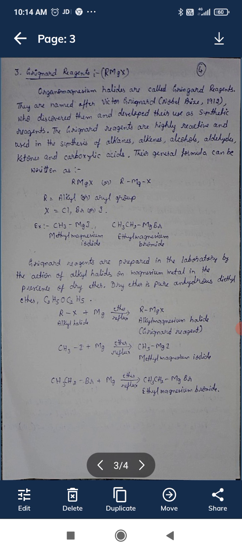Some examples of these organomagnesium compounds are methyl magnesium iodide and ethyl magnesium bromide. They can be prepared in the laboratory very easily by the action of alkyl halides on magnesium metal in the presence of dry ether. Dry ether is pure anhydrous diethyl ether. Methyl iodide reacts with magnesium in presence of ether to give methyl magnesium iodide. Ethyl bromide reacts with magnesium in the presence of ether to give ethyl magnesium bromide. These are some preparations of Grignard reagent.